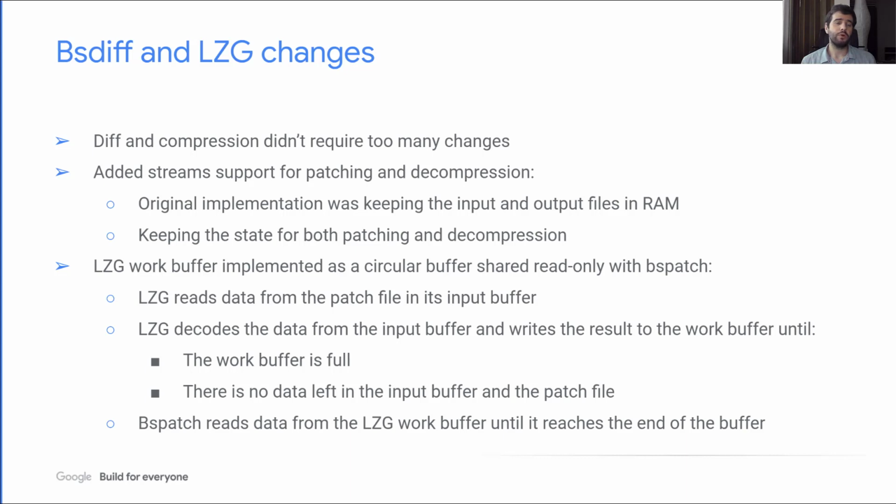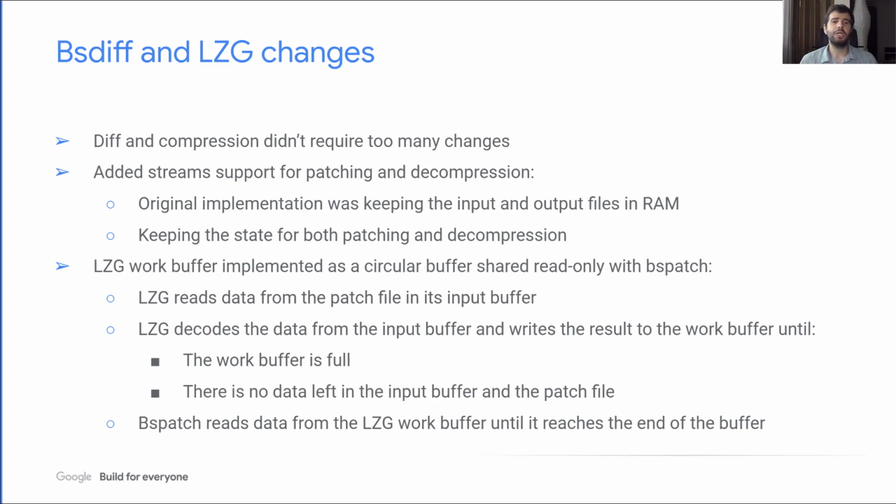First of all, we had to implement support for streams in both BSPatch and LZG because the original implementation was loading the entire input files and generating the entire output file in the RAM memory. This means that both BSPatch and LZG had to be modified to work with fixed size buffers and keep the patching and the compression state.